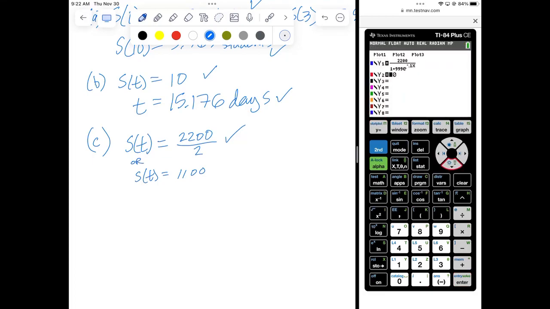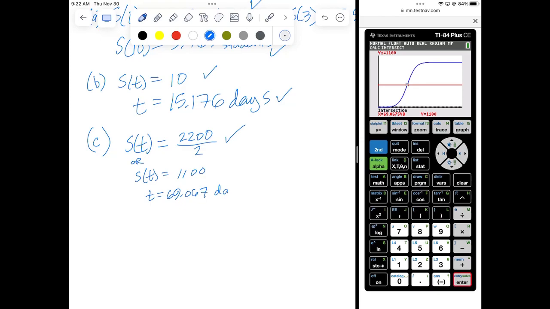Now I go back to Y2, and I change 10 to 1,100, and I graph, and you can see that it crosses right through the middle. And that's a good visual verification that that is in fact the inflection value. And then we do the same thing. Second trace number 5, enter, enter, enter. And underneath there we get t equals 69.067 days.